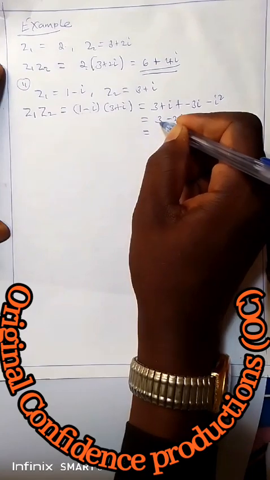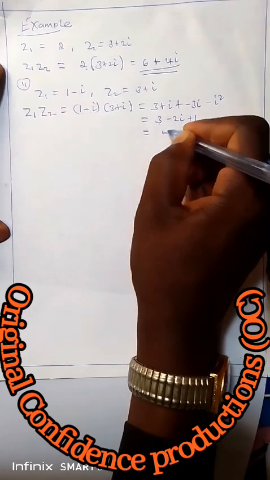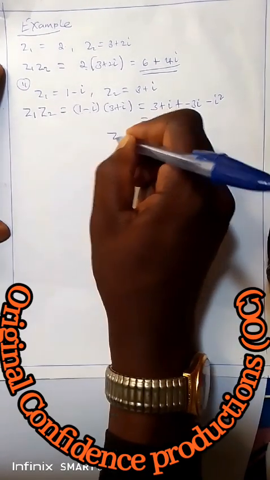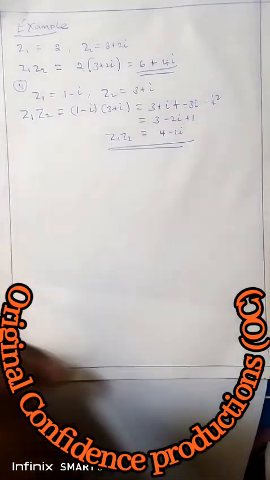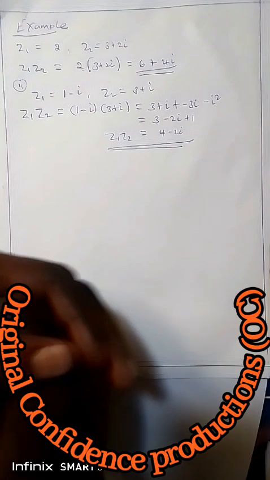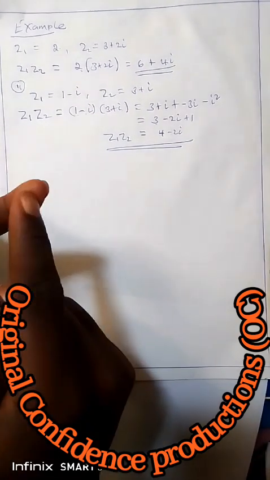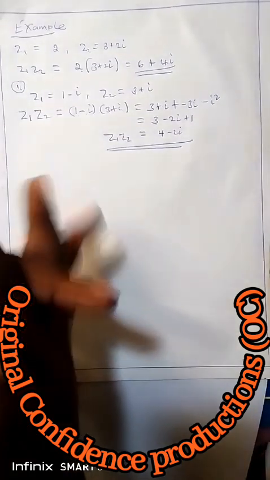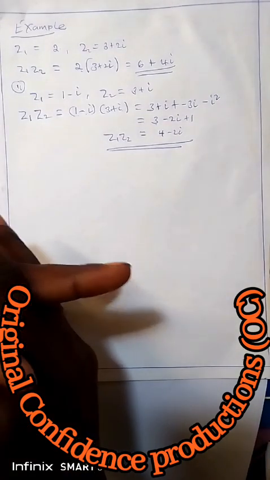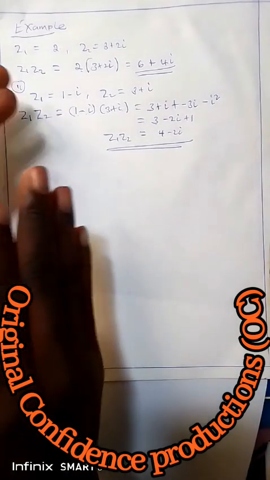So you end up having 3 plus 1, that is 4, minus 2i. So this is z1 times z2 as our final answer. What have we obtained from what we started with? We started with the addition, we got the subtraction, we went to multiplication, but we also ended with this.